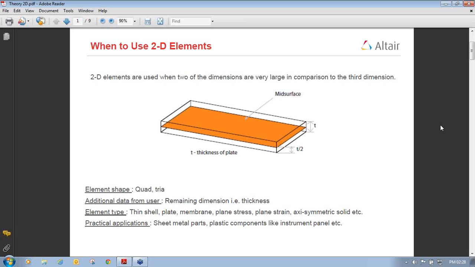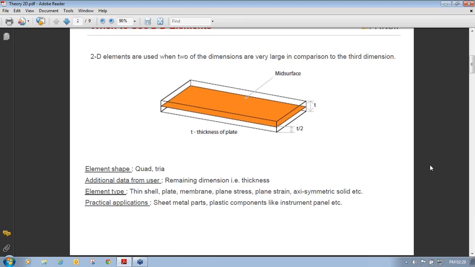Then element types available in HyperWorks for 2D elements are thin shell elements, plate elements, membrane, plane stress and plane strain elements, axisymmetric solids, etc. These are some elements available for 2D elements. Then the practical application of 2D elements, where mostly 2D meshing and simulation is done, is sheet metal components, plastic components like instrument panels, as dashboard as I told, etc.